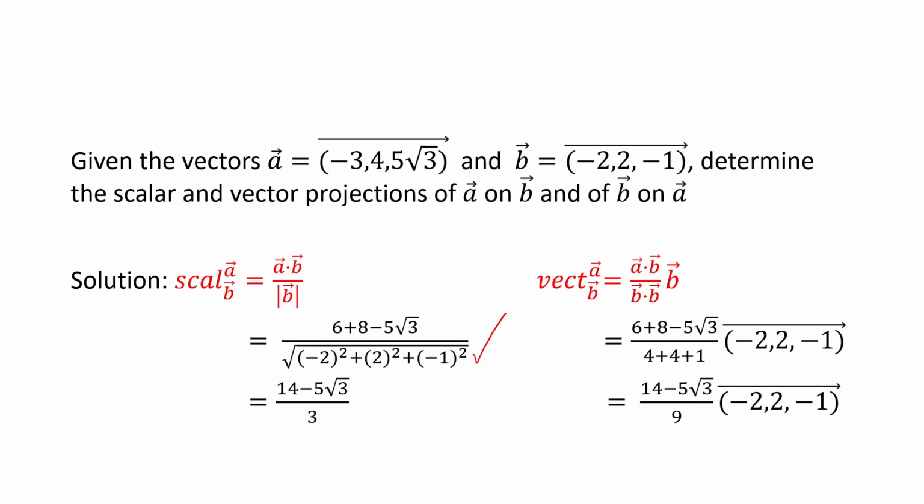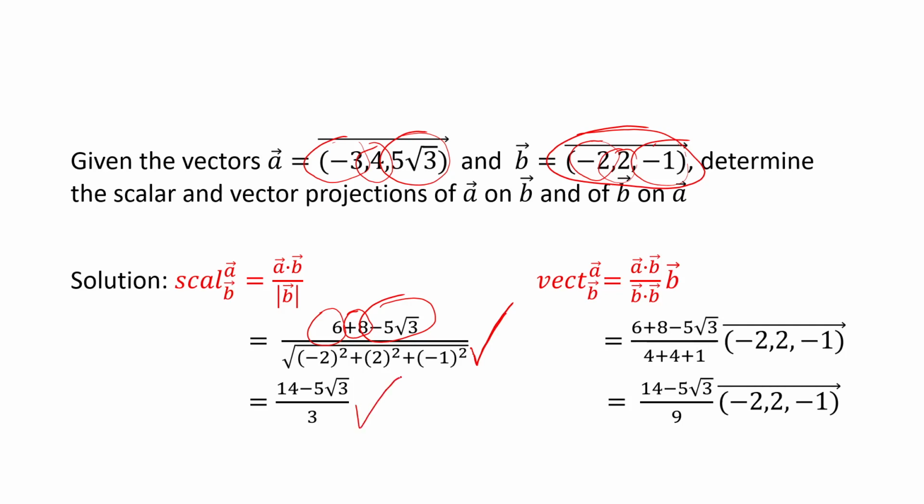To determine a dot b, remember, we're just using the component method. So -3 times -2 is 6, 4 times 2 is 8, and 5√3 times -1 is -5√3. And then determining the magnitude of b, we're just using that pretty simple magnitude formula that we have. And doing that, we get a numerator of 14 minus 5√3 and a denominator of √9, or in other words, 3. There's our scalar projection of a on b.